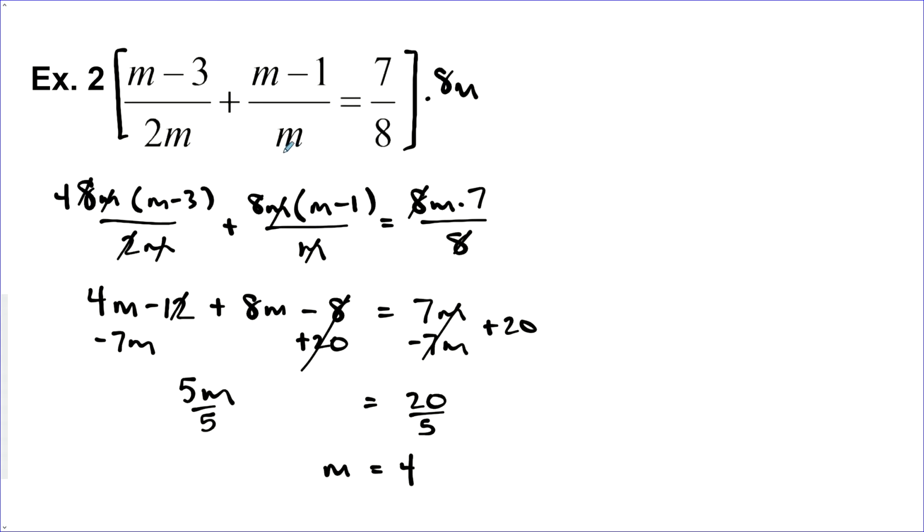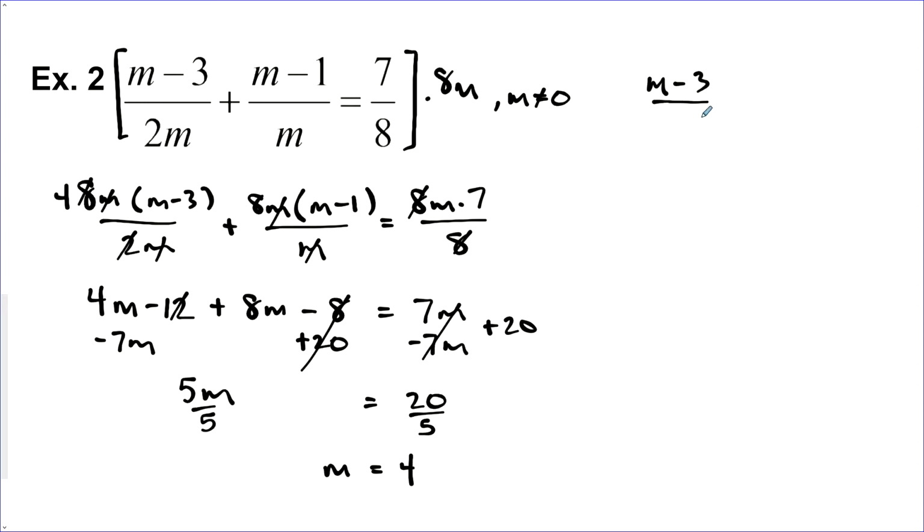Now doing a quick check, I had m in the denominator here and here. That means that m should not equal 0. And I didn't come up with m equals 0, so the solution is fine. I'll do this question a different way. Most people like to work with just one side at a time, so I'll do that.